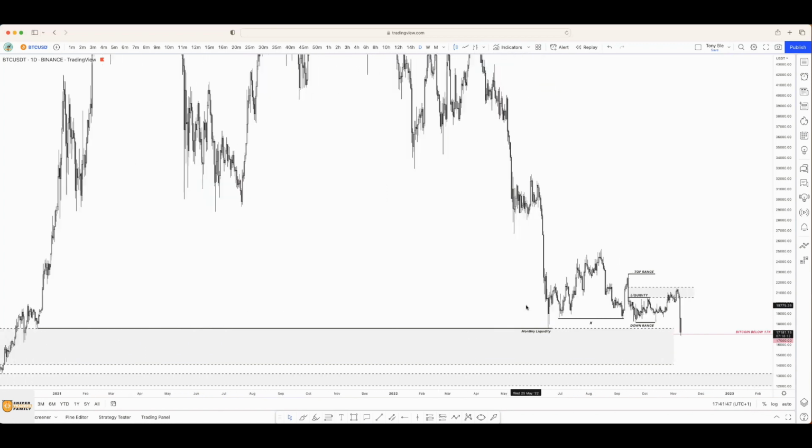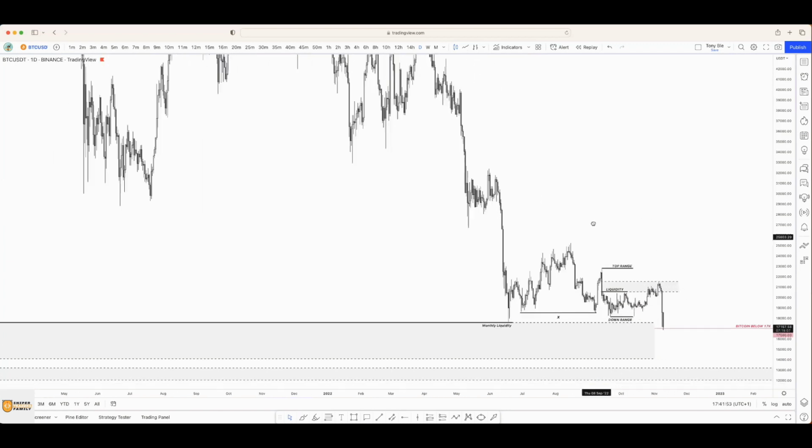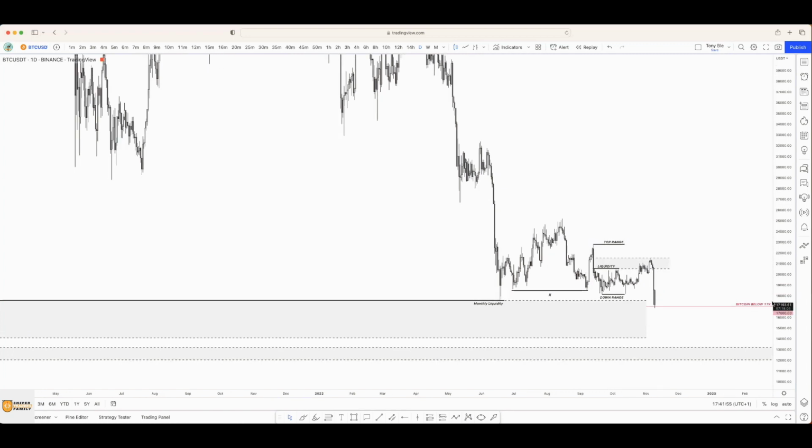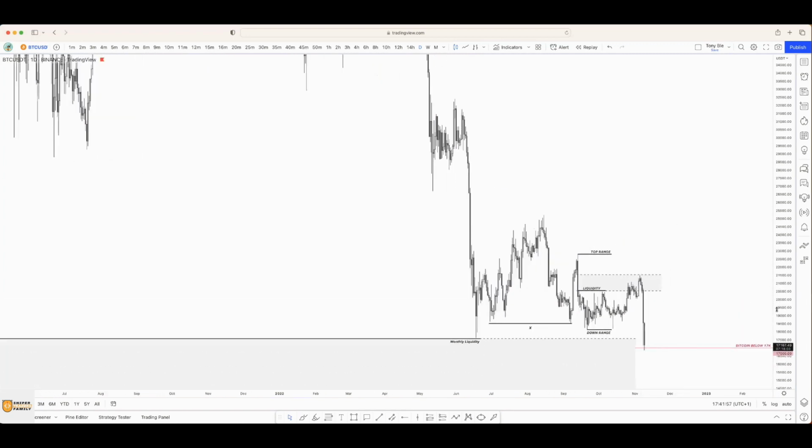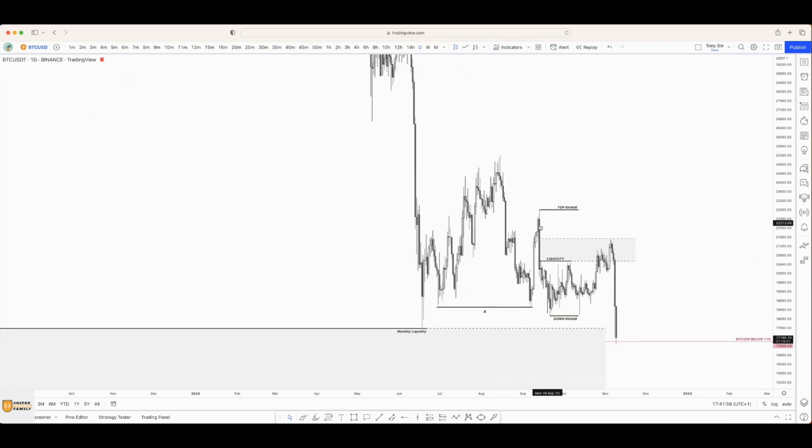So we were anticipating, I kept telling you guys that this is still going to go down because of the monthly liquidity. And I remember calling out a sell from this area, right? This imbalance we had. I remember telling you guys to keep an eye out for potential distribution in this area to go down. Price came into that area and then dropped.